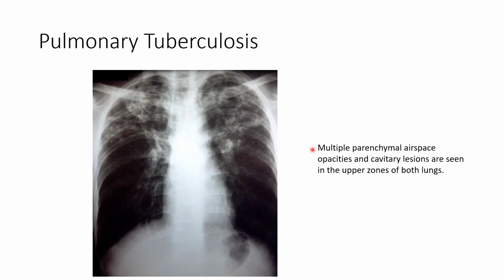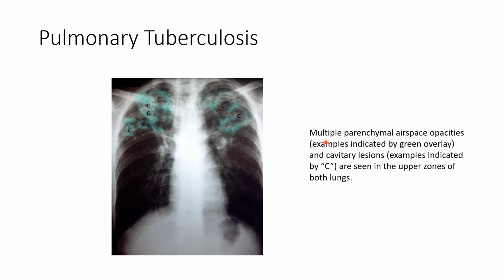Multiple parenchymal airspace opacities and cavitary lesions are seen in the upper zones of both lungs. Multiple parenchymal airspace opacities, examples indicated by green overlay, and cavitary lesions, examples indicated by C, are seen in the upper zones of both lungs.